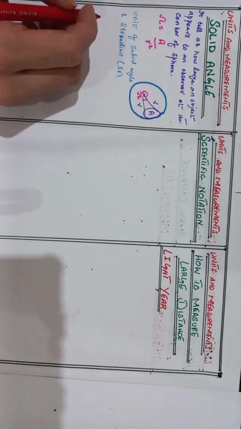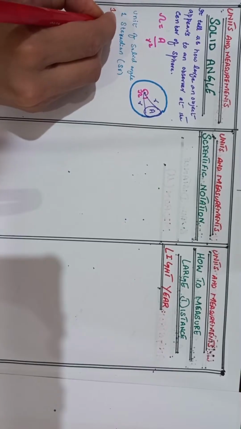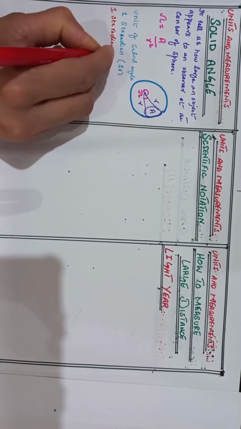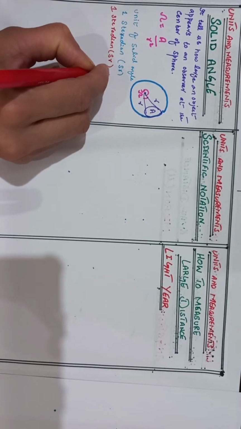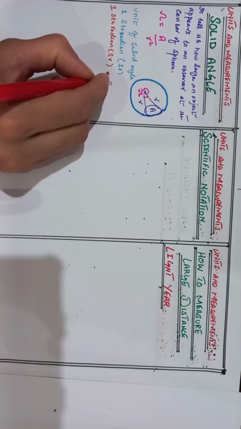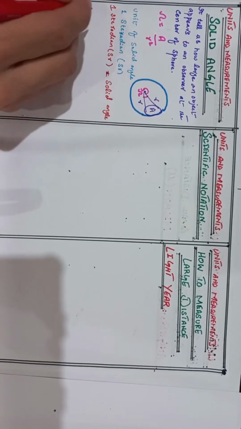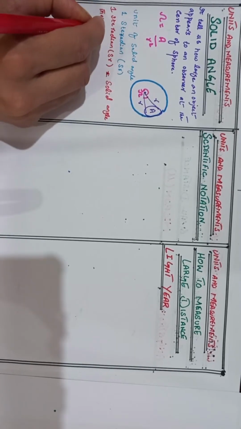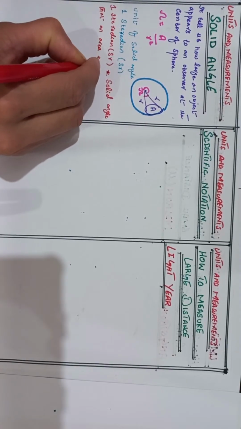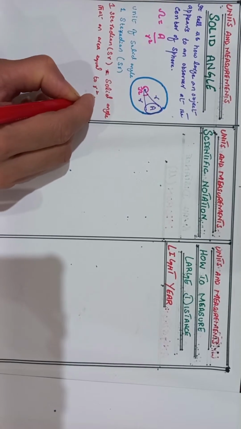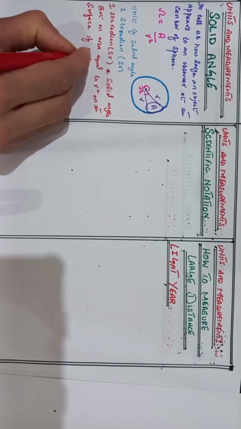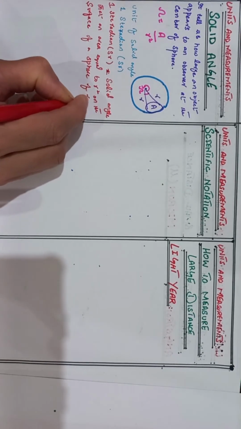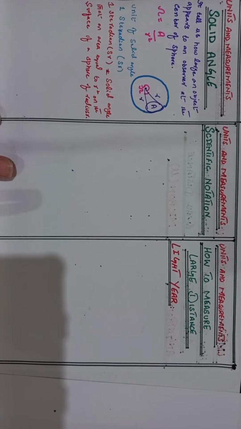So what is 1 steradian? 1 steradian is equal to the solid angle that an area equal to R square subtends on the surface of a sphere of radius R. This is the solid angle.